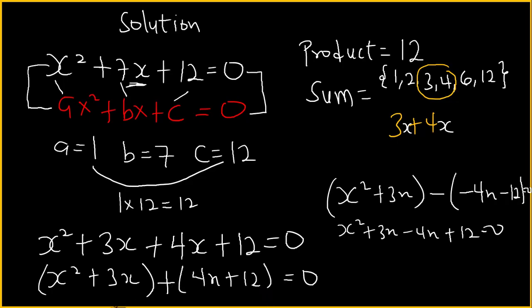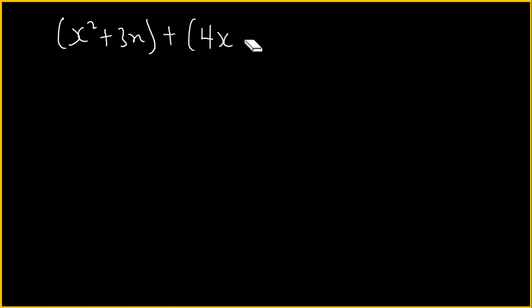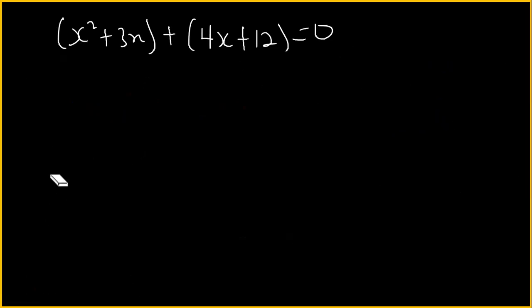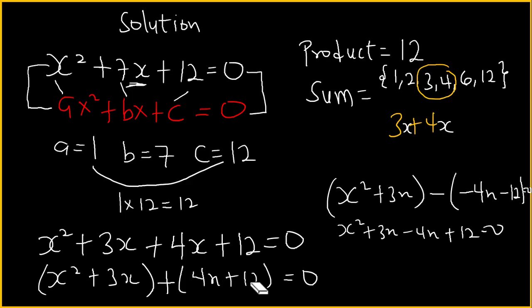Now let's move on. So we have x squared plus 3x plus, in brackets, 4x plus 12 is equal to 0. Let's check. x squared plus 3x, all in one bracket, plus 4x plus 12 in another bracket, equals 0.